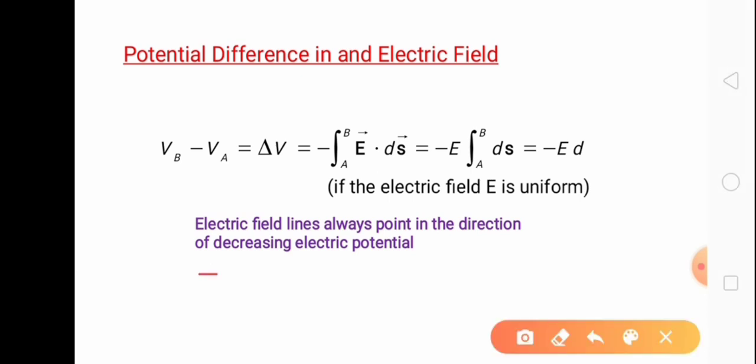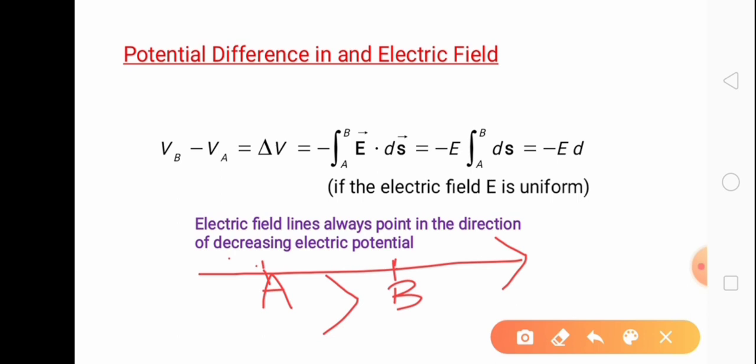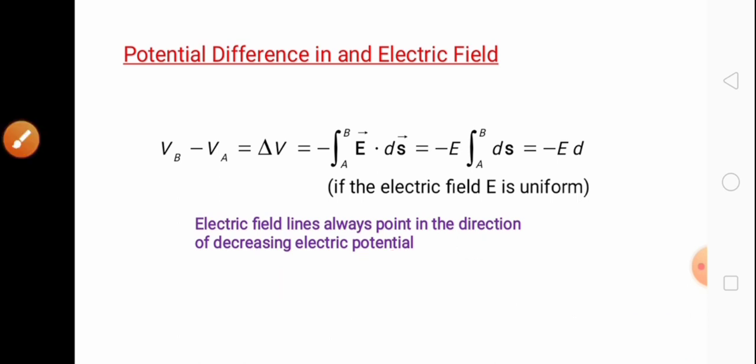Let's consider this is the direction of the electric field or the electric field line. Now, if we consider 2 points A and B here, the potential at point B is less than the potential at point A. VA is greater than VB. That is the significance.